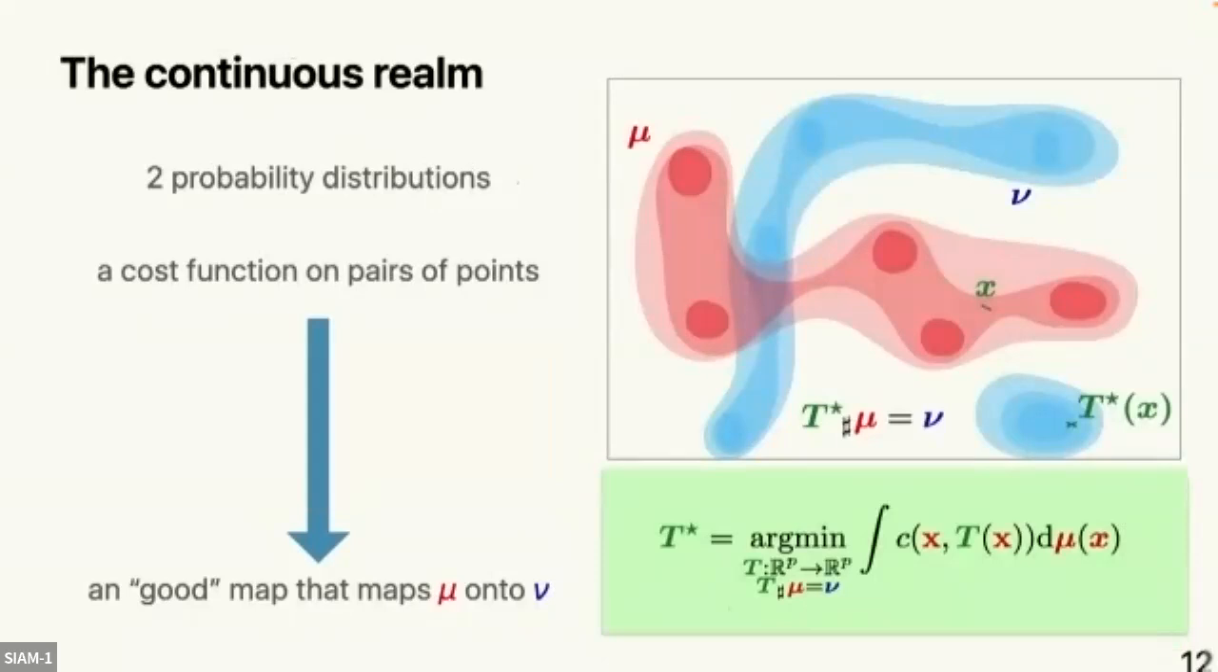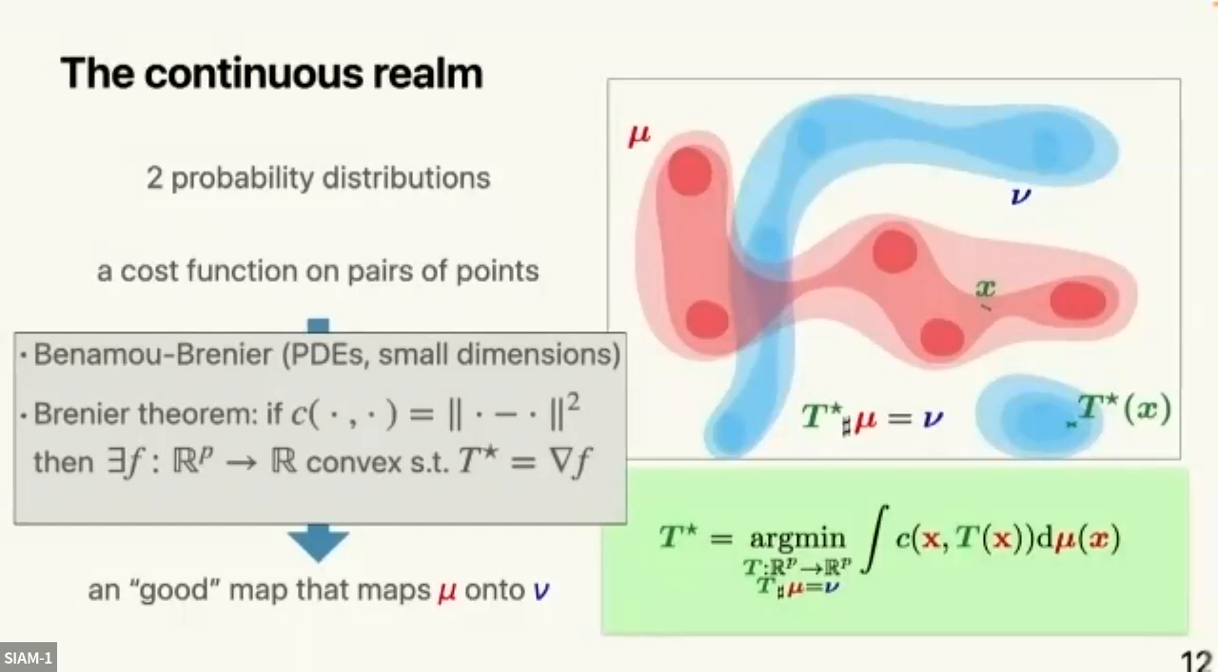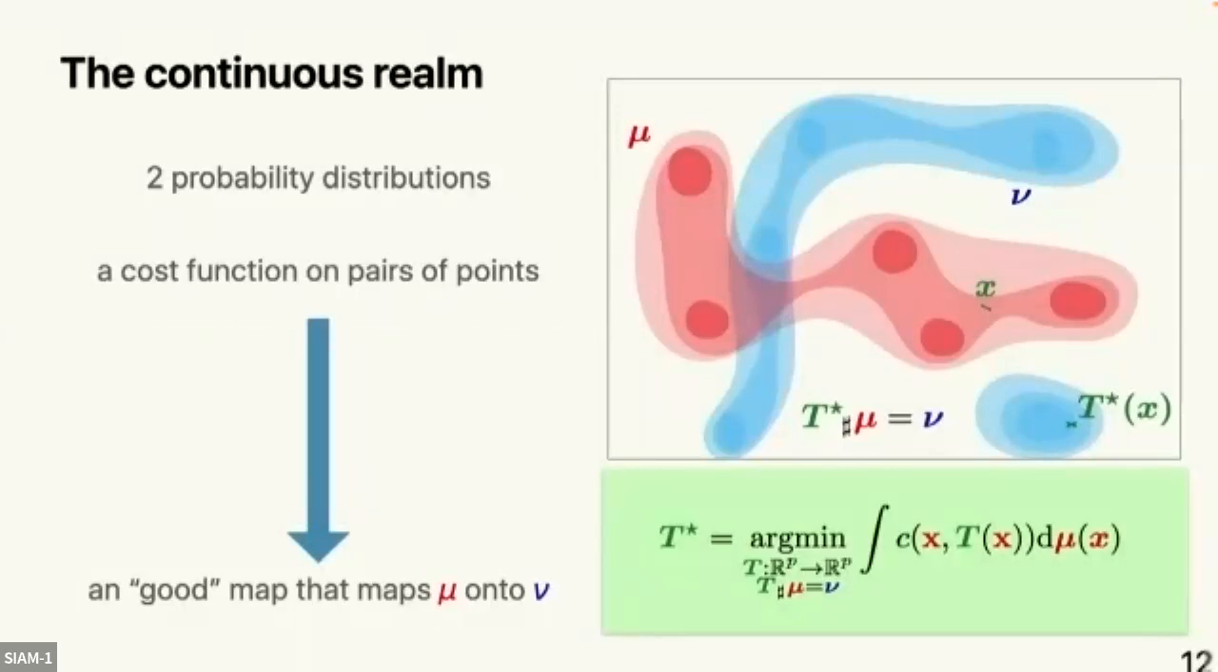So in that setup, which is the more ideal setup that has been the most studied by mathematicians, the problem is slightly different. It looks a lot more like the permutation problem, in the sense that rather than look for a permutation or a matrix, I will actually look for a map that will basically map every point in this red measure onto points on the blue measure.